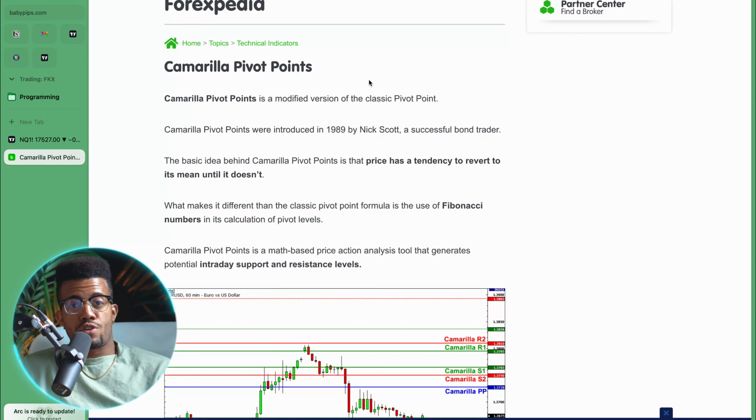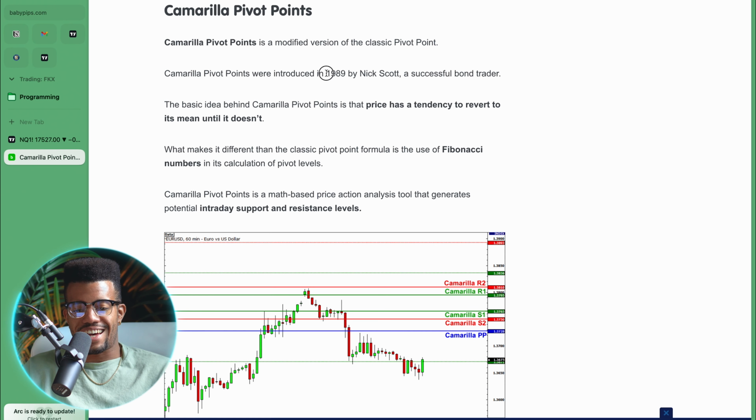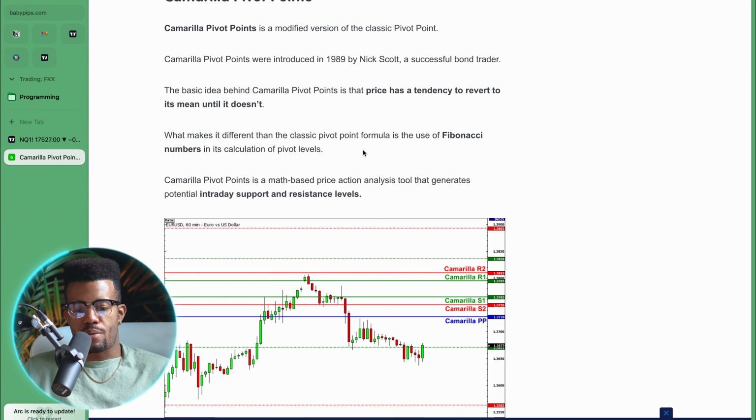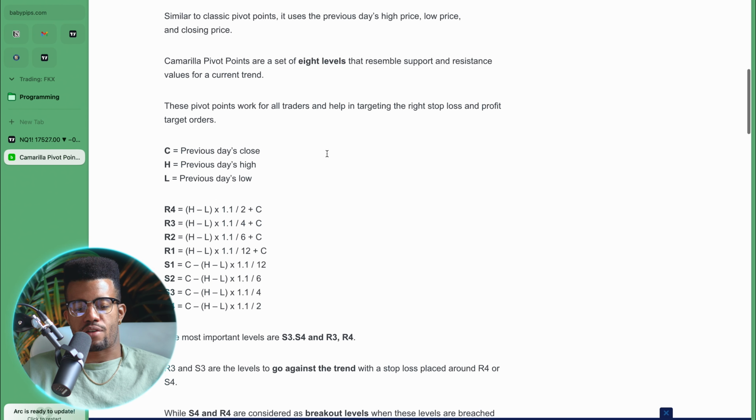So here's a definition I found on Forexpedia. Camarillo Pivot Points is a modified version of the classic pivot point. They were introduced in 1989 by Nick Scott, a successful bond trader. Again, there's not too much important to this. They use fib numbers, but let's just go down to the actual math of how they're calculated, right?